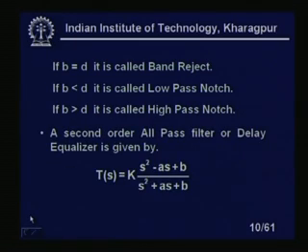a second order all pass filter or delay equalizer given by T(s) equal to k times s square minus a s plus b upon s square plus a s plus b. In this case, these poles and zeros are the mirror image of each other. You see, this will be k times s square minus a s plus b upon s square plus a s plus b, right. It is a mirror image of each other.